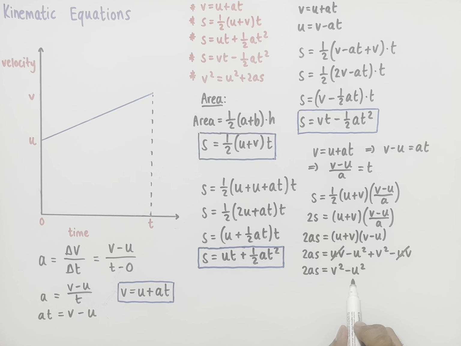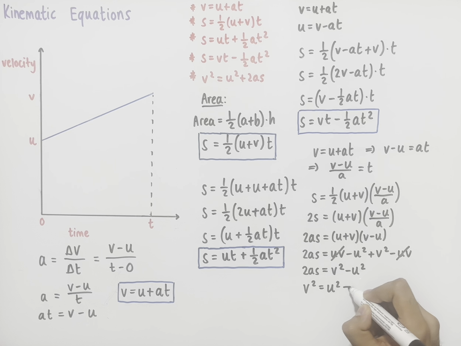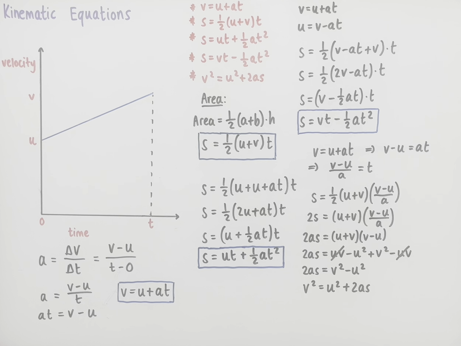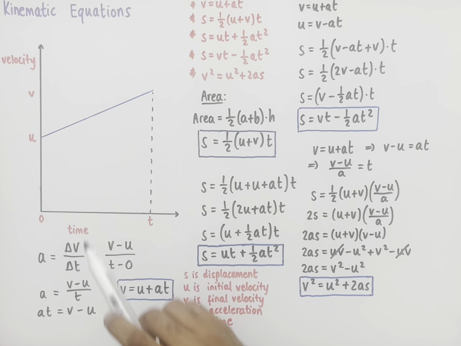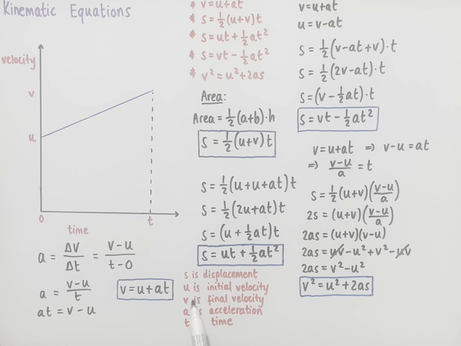And so finally, if we add u squared to both sides, we end up with v squared, which equals u squared plus 2as. And this is the final kinematic equation. So that is how you derive the 5 kinematic equations, where s is the displacement, u is the initial velocity, v is the final velocity, a is the acceleration, and t is the time. And hence, these are commonly known as the SUVAT equations.